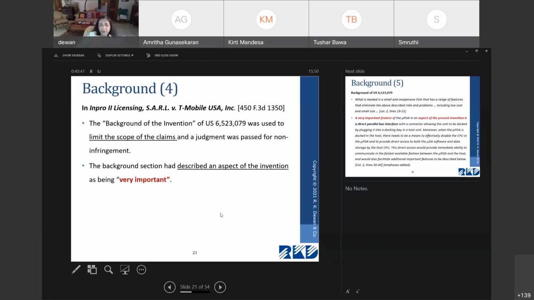Sometimes the background was used to limit the scope of the claim, and this judgment is important. You can go through it. And therefore, it is important that if you cite any non-patent literature or any patent, you make sure that you have really read every line of it. Sometimes we cite it just by reading the abstract, and it backfires. And you can read this agreement.